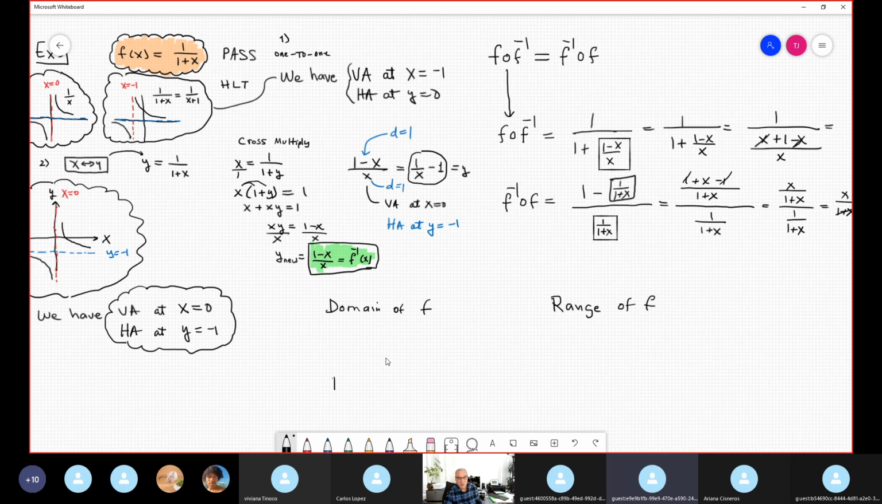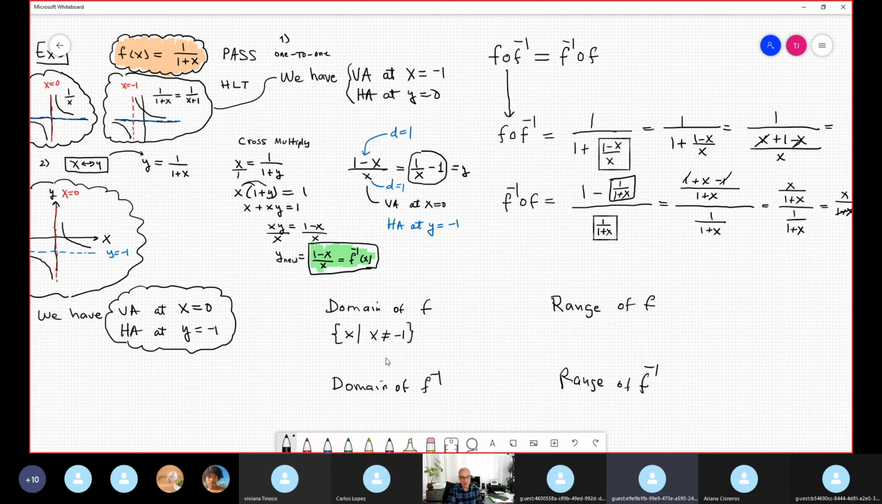Domain of the inverse and range of the inverse. I like to put the domain first because it's easy for me to understand domain, and you infer directly the range. Domain of the original is all real numbers except -1. Do you understand this? Okay, you write it in interval notation or in set builder notation. My opinion is either x such that x is not -1. This is the domain of F.